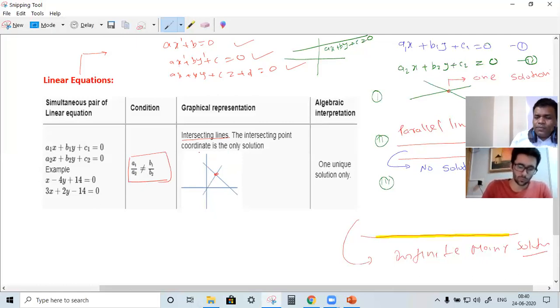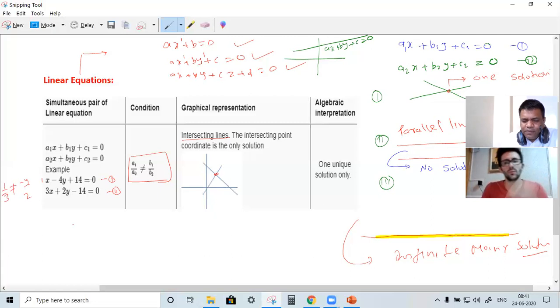a1 by a2 should not be equal to b1 by b2. In this case, if you see here, what is a1 by a2? 1 by 3, which is not equal to minus 4 by 2. It means when you solve these two linear equations, you will get only one solution. Frederick is going to solve this one and tell me the values of X and Y. Frederick, start. Solve these two linear equations and tell me the values of X and Y.